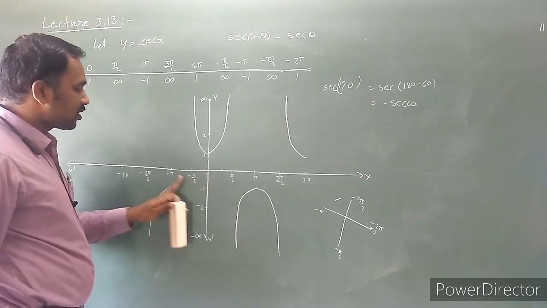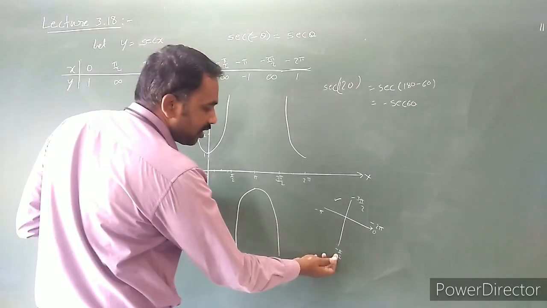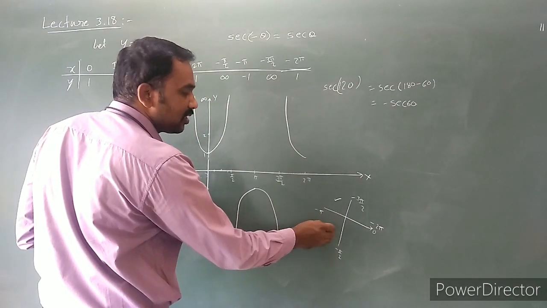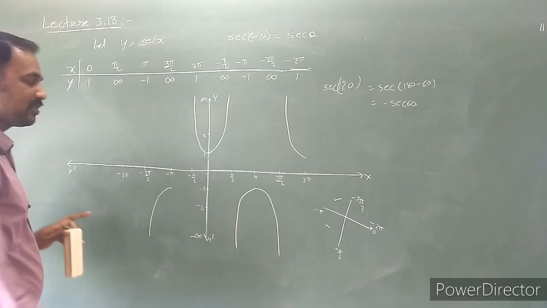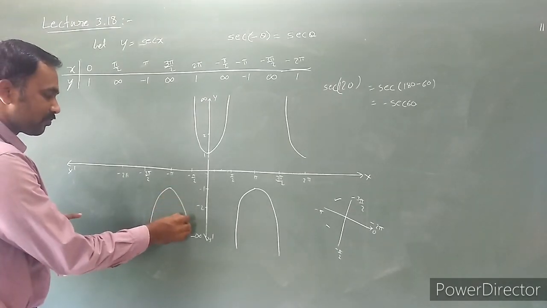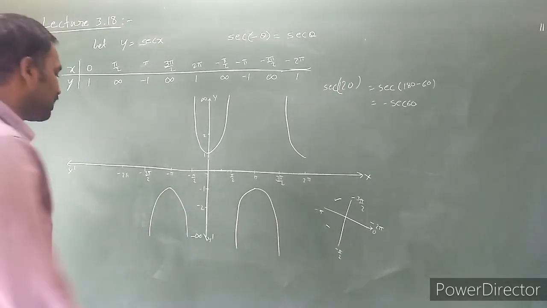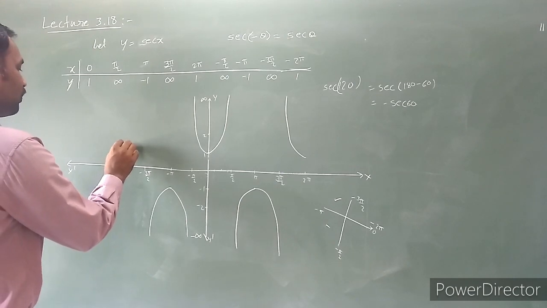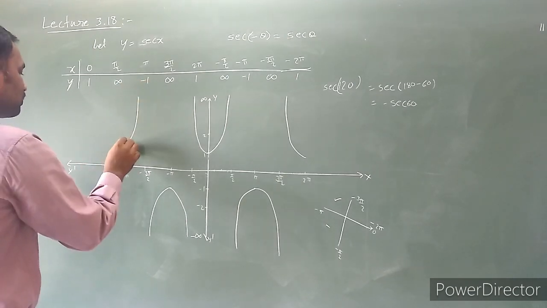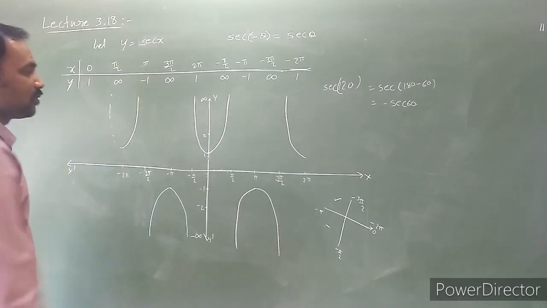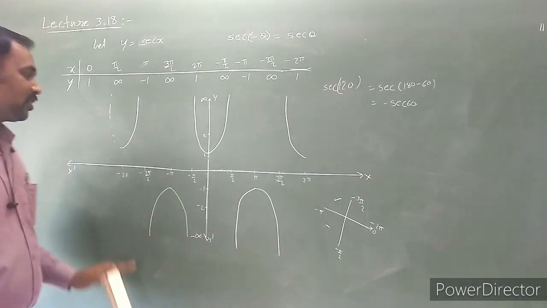Next, minus pi by 2 to minus pi. Which quadrant? Third quadrant. In the third quadrant, sec is positive or negative? Negative. Take negative values. In this manner, it takes the value. So, this is the graph of the sec function.